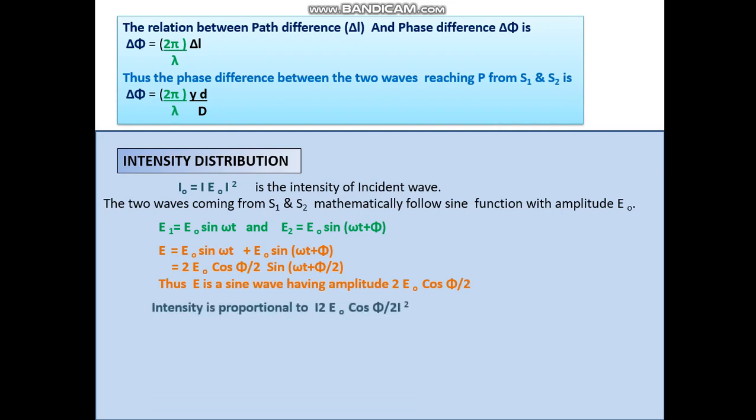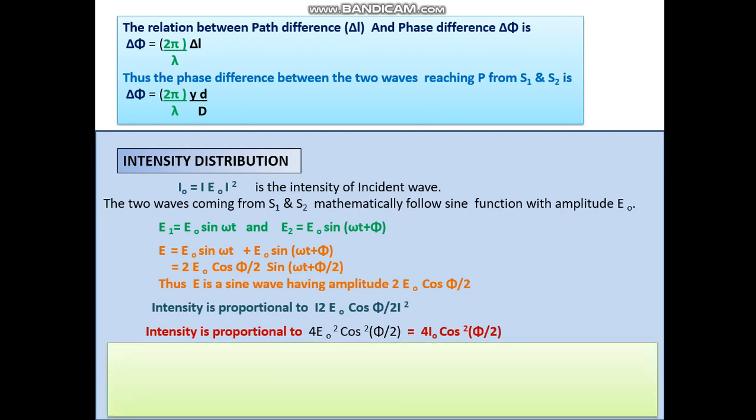Intensity is proportional to the square of the amplitude. The amplitude is 2 E naught cos phi by 2, the whole squared. So intensity is proportional to 4 E naught squared cos squared phi by 2. That comes out to be 4 into I naught. We know that E naught and I naught have the relation as shown above. That is equal to 4 I naught cos squared phi by 2.